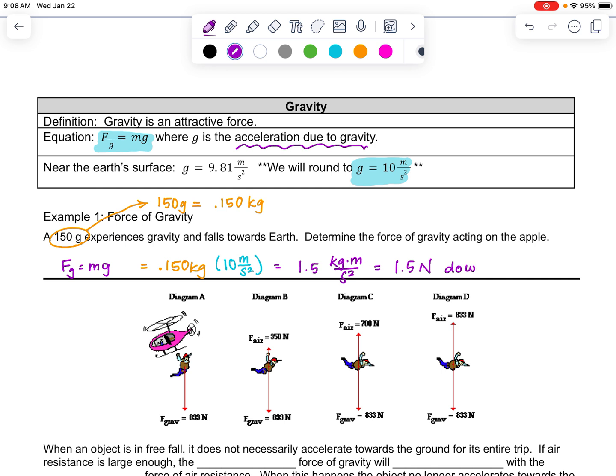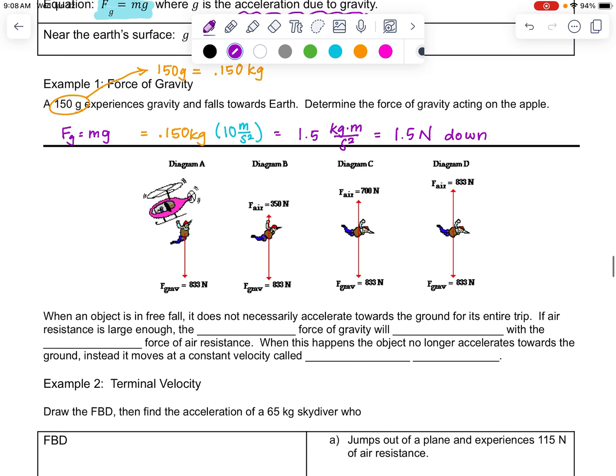Remember, forces also have direction. Okay, they are vectors, so 1.5 newtons down. All right, that's pretty easy. You should be able to figure out those equations fairly easily.